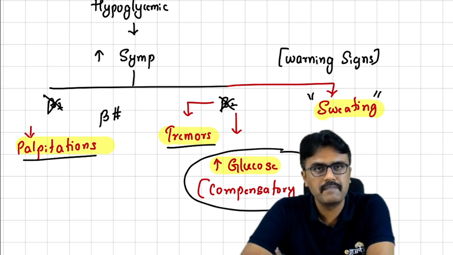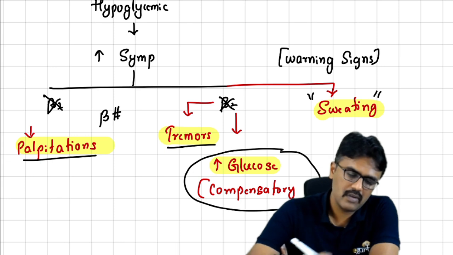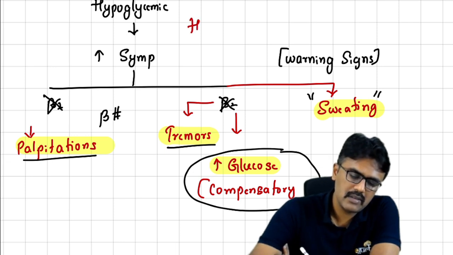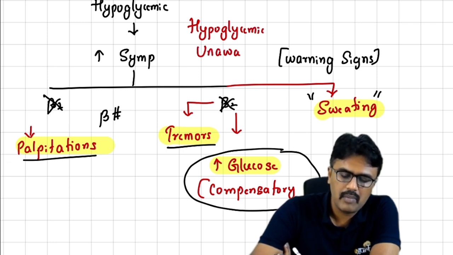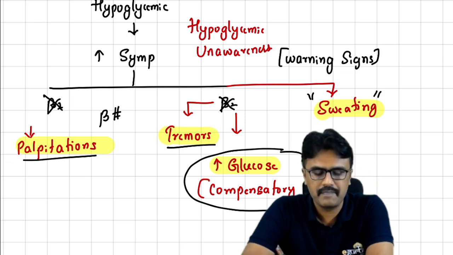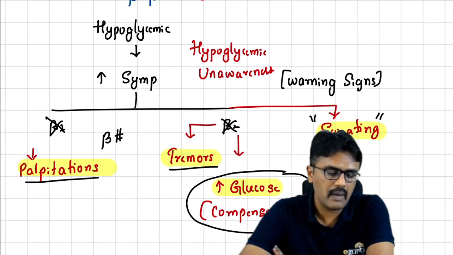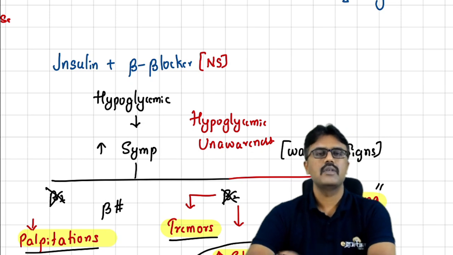Very promptly. Right? Now, the problem is the combination will cause hypoglycemic unawareness. Even if the patient has hypoglycemia, he will not know that he is hypoglycemic because there are no warning signs. The only warning sign is sweating. So you should be very careful when you are combining insulin with beta blocker, which is very, very vital.